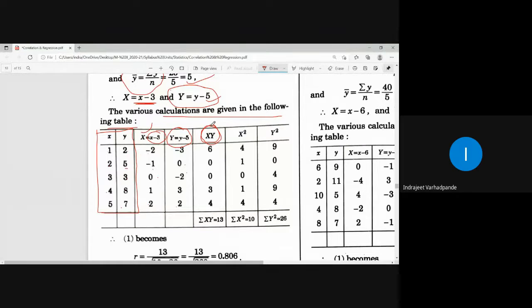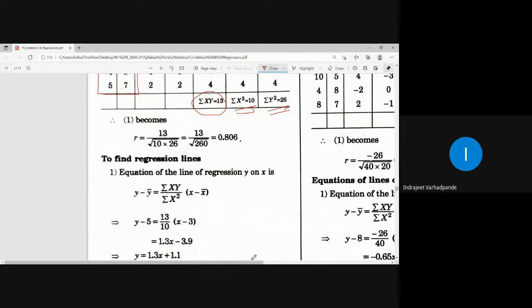So take the product XY and its summation, calculate X square and take its summation, calculate Y square and take its summation. As per the requirement of the formula, all the values are now available. So r is equal to 13 upon under root of 10 into 26, and that comes out to be 0.806. So r is equal to 0.806.